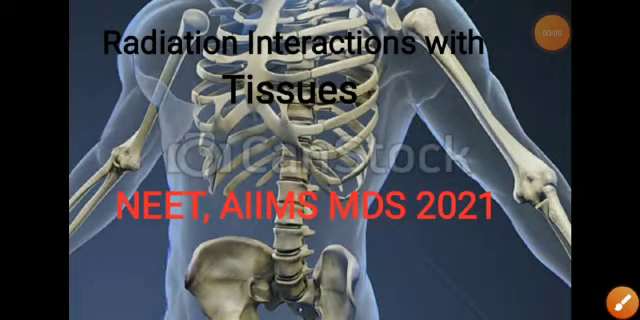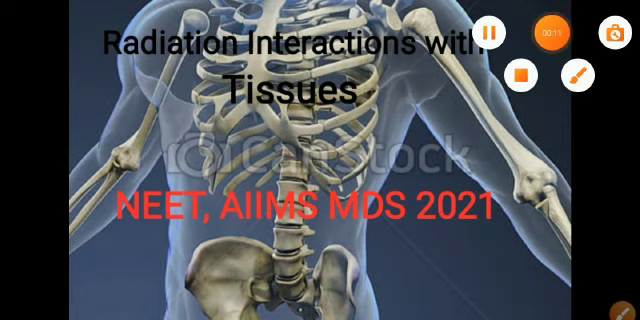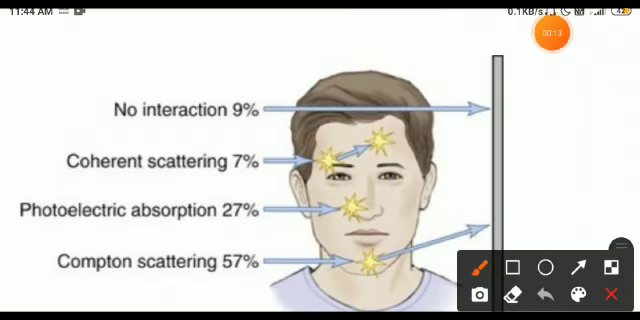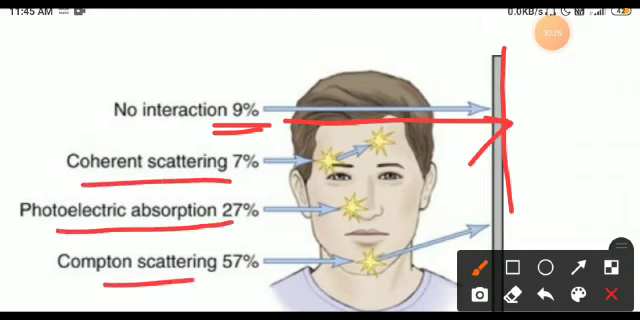Everyone, today we will study the different radiation interactions with the tissues, and the questions mostly asked in NEET, AIIMS, MDS in recent years. Let's study about it. In interaction with the tissues, only 9% of the radiation goes to the receptor film without any interaction with the tissue, and the other radiation interacts in different ways with the tissues.